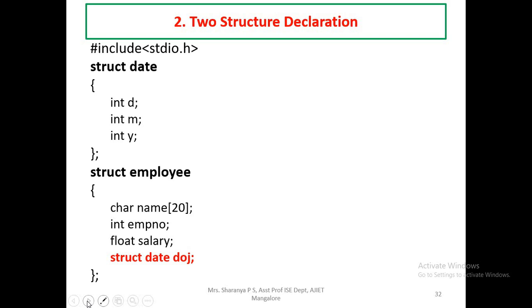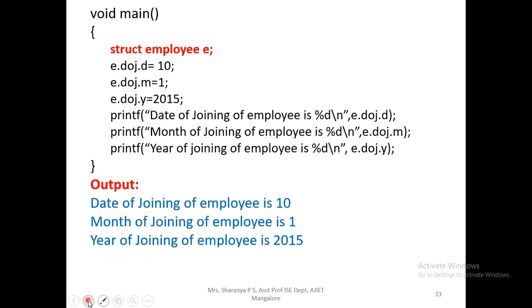And one more way we can define the nested structure is by defining two different structure declarations. Date we have defined separately, and the other we have referred to as employee. Inside this employee structure we are just defining a structure variable, struct date. This refers to the structure that is already created, so date_of_joining indirectly refers to the structure date. This is one more way we can refer to the nested structure.